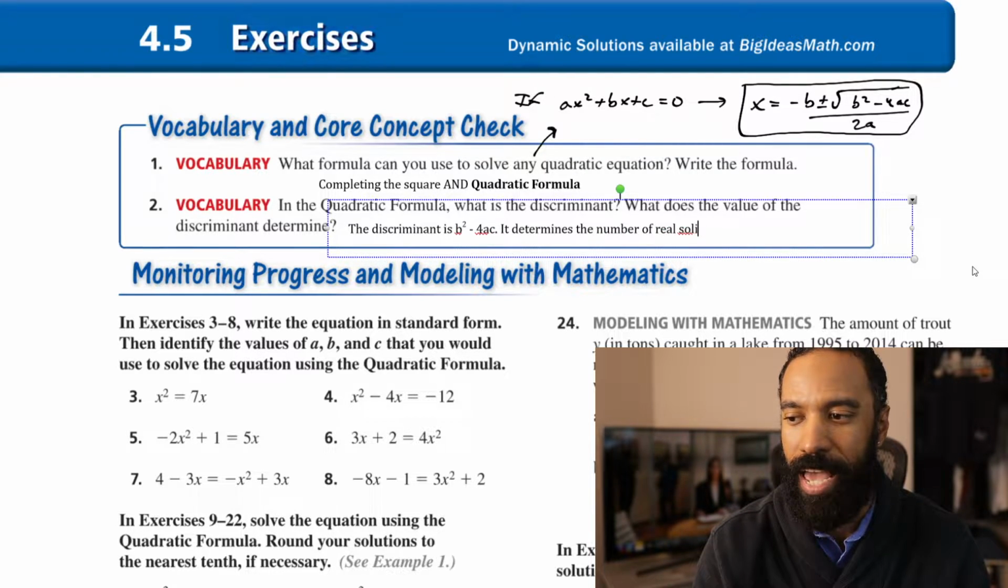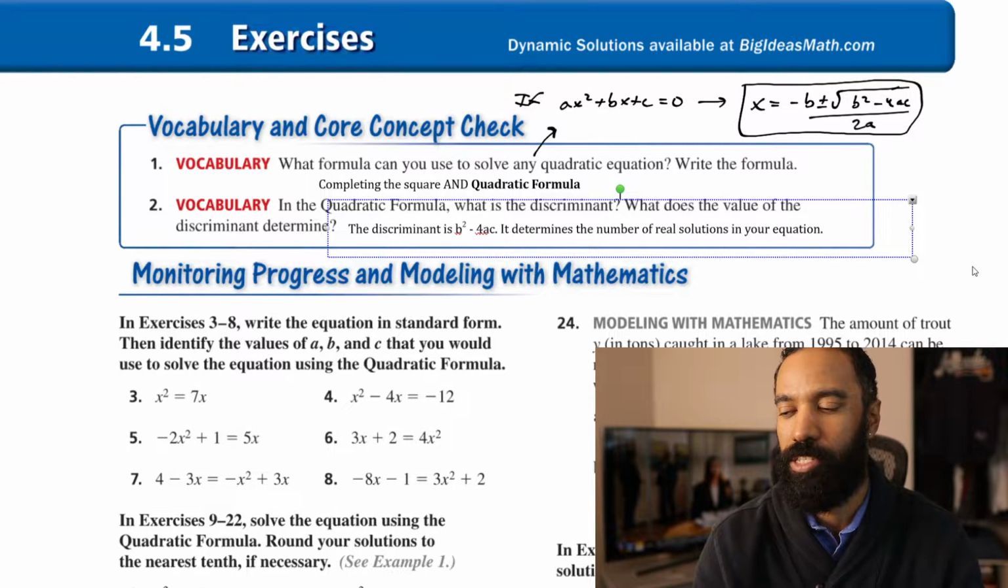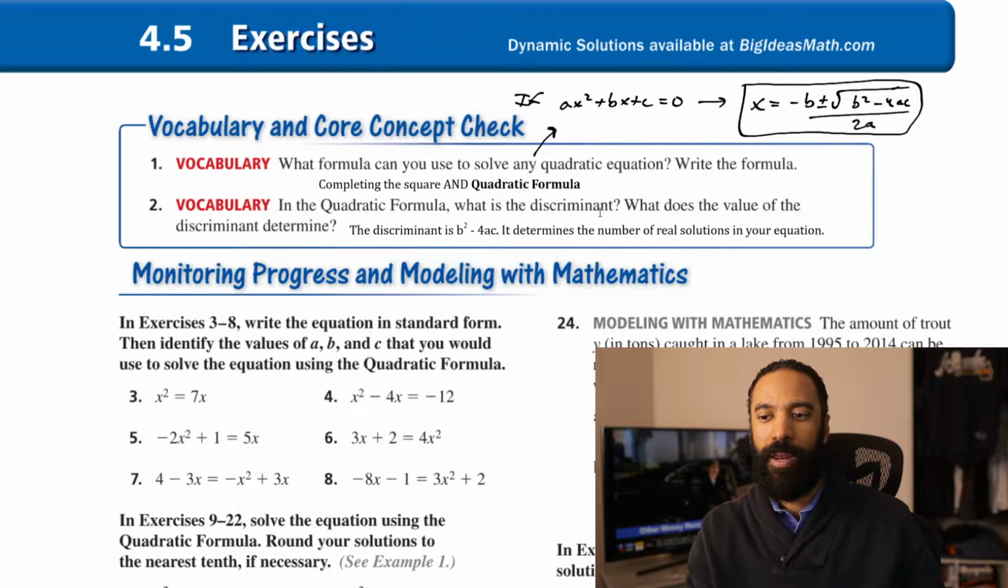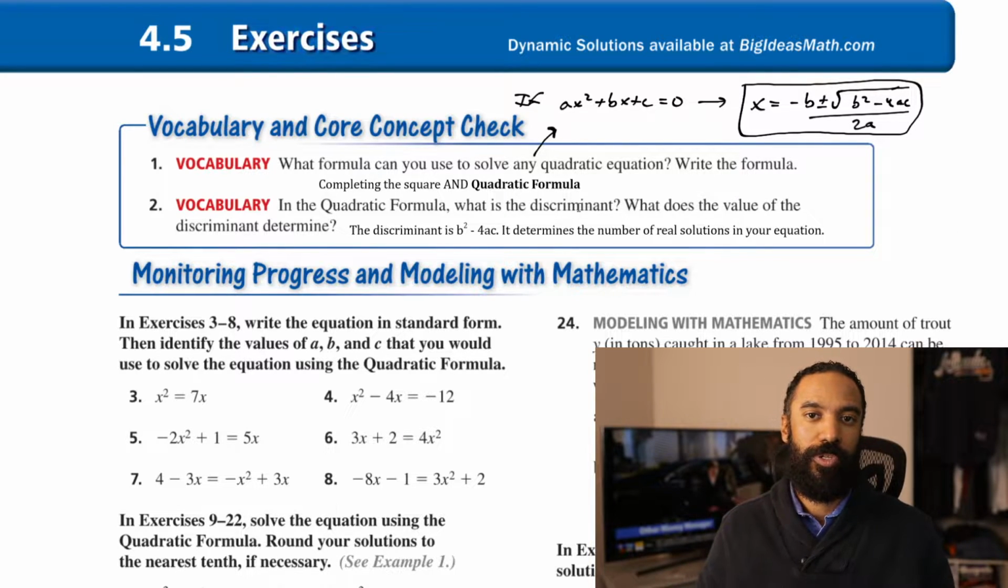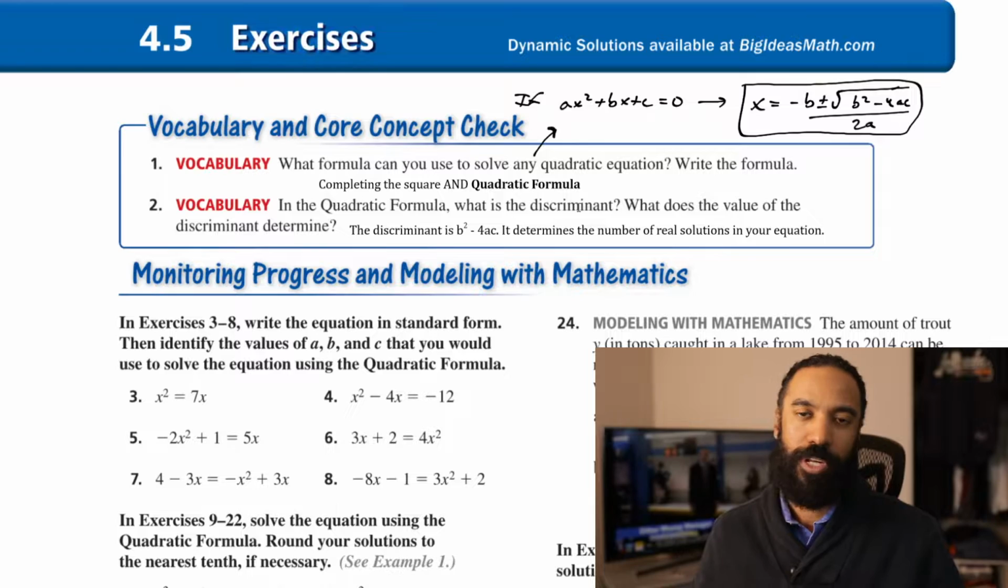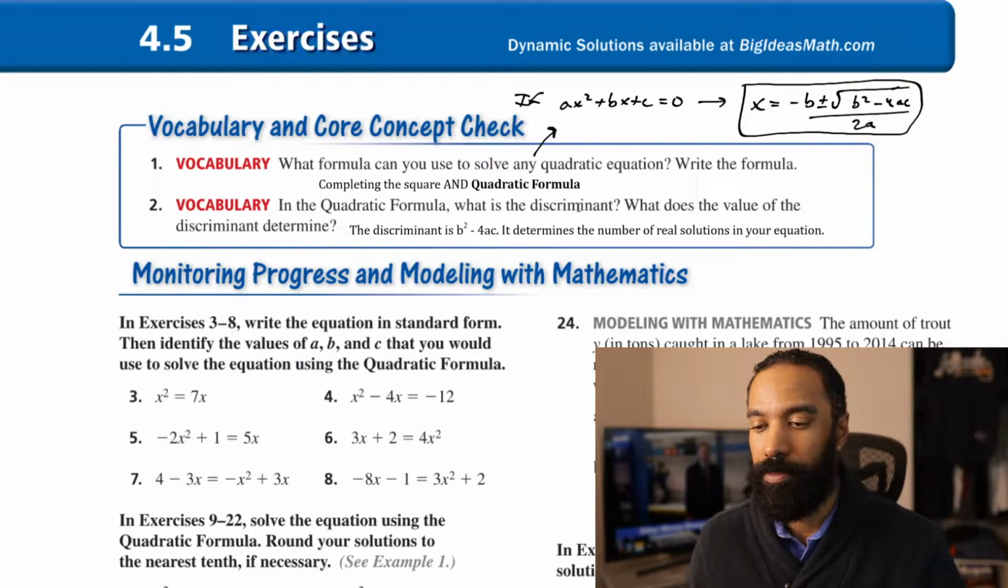I'm not going to break that down. I will say it out loud: it discriminates against certain numbers. If b squared minus 4ac is positive, you have 2 real solutions. If it's 0, you have 1 real solution. If it's negative, you have no real solutions.